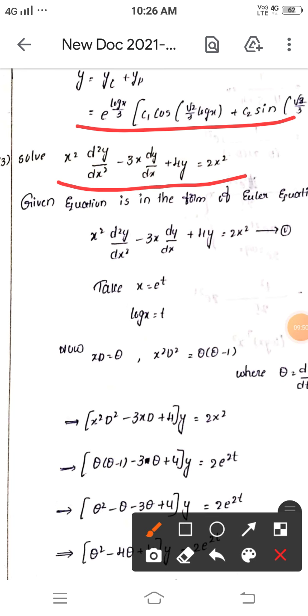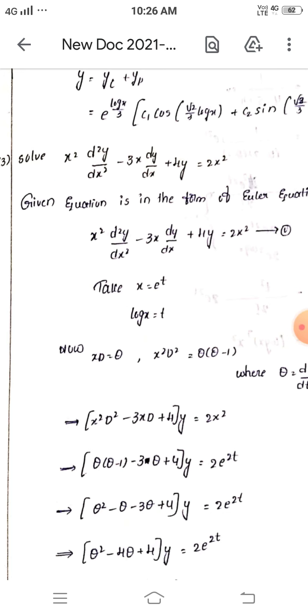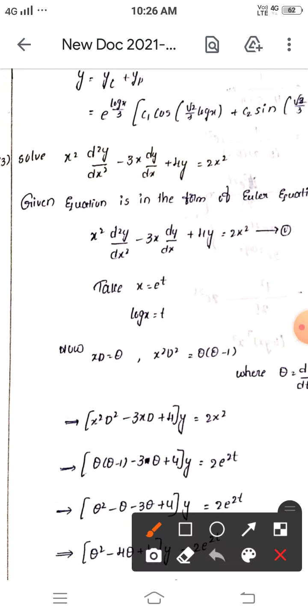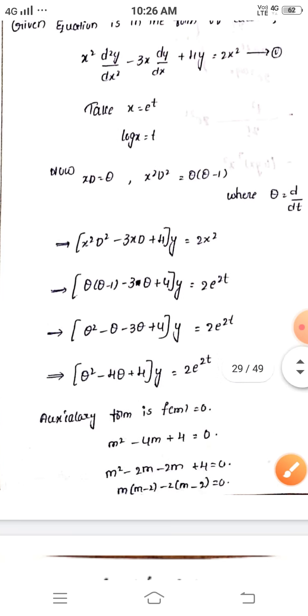So this is in the form of the Cauchy-Euler equation. First of all, we have to consider x is equal to e power t, so log x is equal to t. Again, we have to consider these values also in the Cauchy-Euler: xD is equal to theta, x square D square is equal to theta into theta minus 1, where theta is nothing but d by dt. This is common in all of the Cauchy-Euler problems.